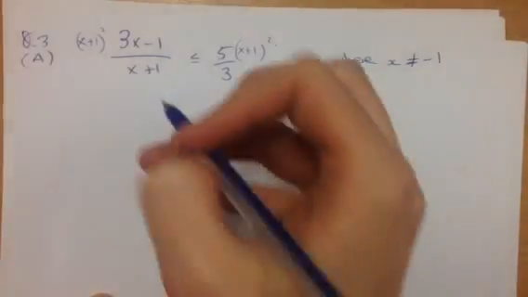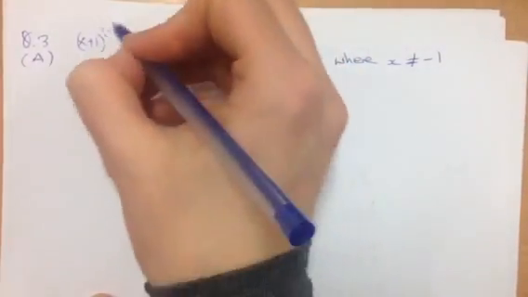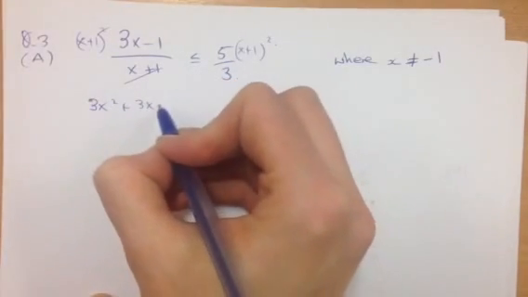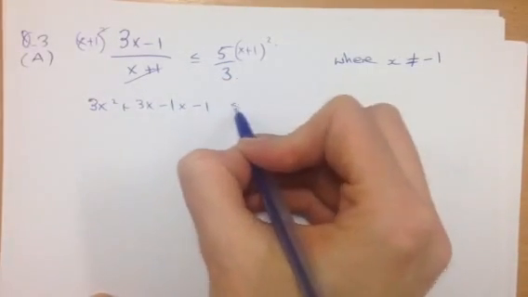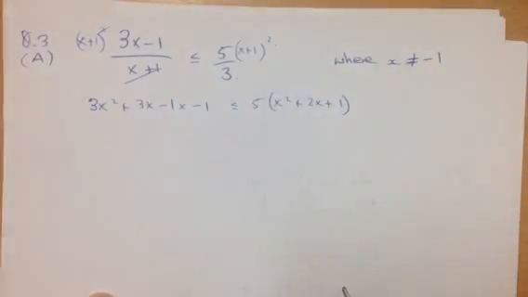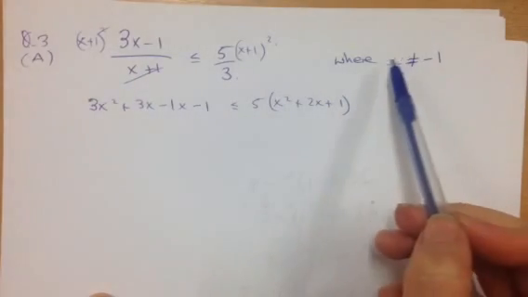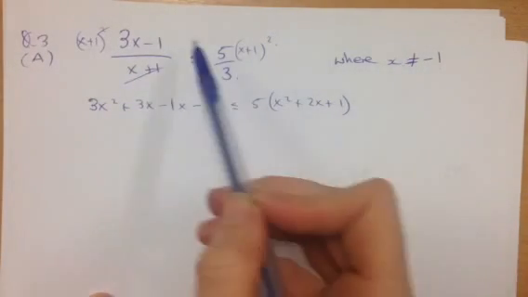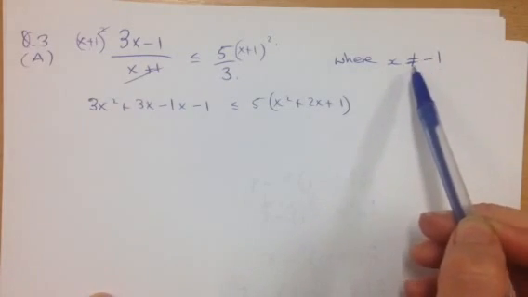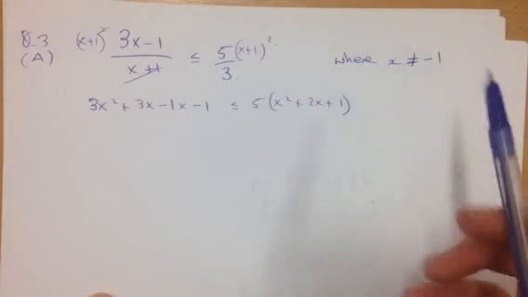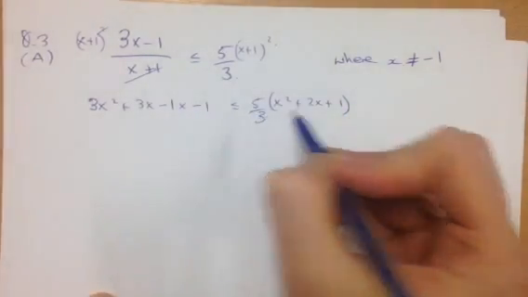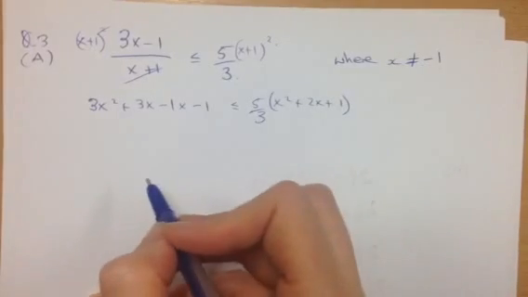You can then cancel one of those off with one of these, and multiply out. You end up with 3x squared plus 3x minus 1x minus 1 less than or equal to 5 times x squared plus 2x plus 1. Now, at the very start of the question, they said x cannot be equal to minus 1. That should make sense here because your bottom line can never be 0. So just make sure at the end, if you're trying to give minus 1 as a solution, that you remove it. And this will be 5 over 3, and you can just keep going with this.